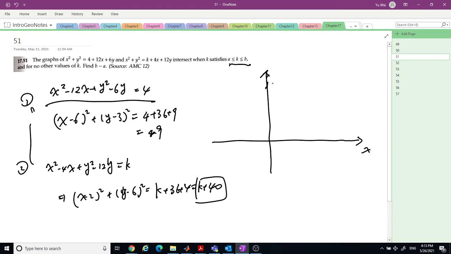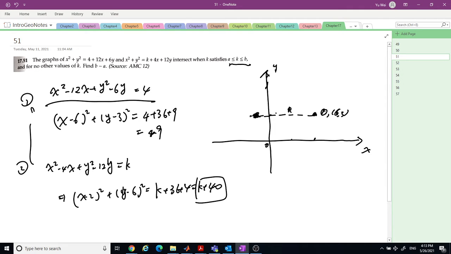Okay, so x, y, and 0. Then we know it's 6, the first one is 6, 3, right? So this is 3, this is 6. So the first center O1 is at 6 and 3, with the radius of 7, right? So this is the radius of 7.